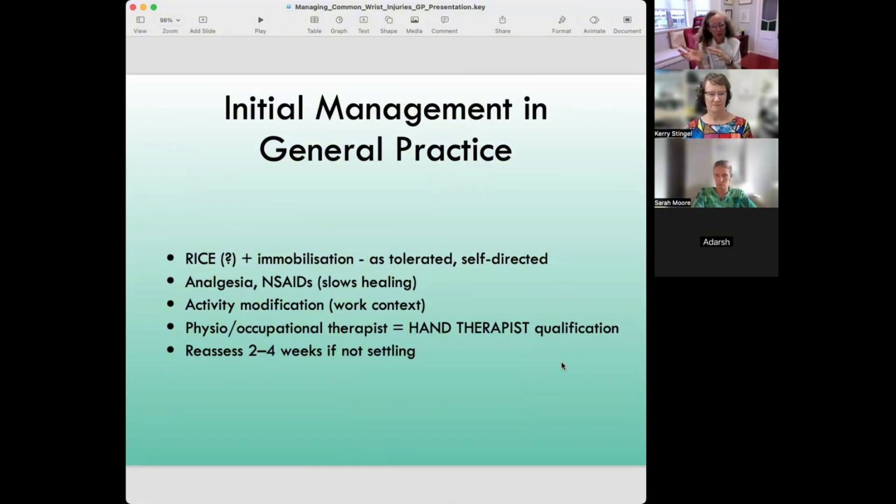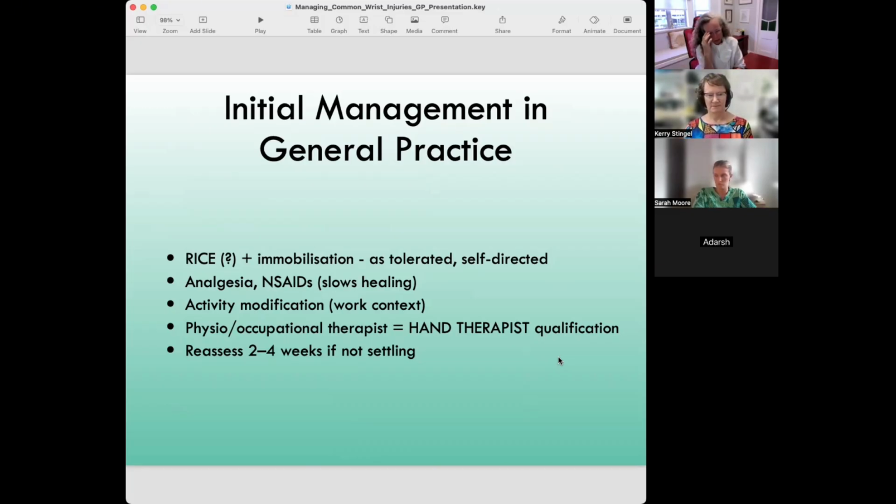Activity modification: obviously I see a lot of work cover patients, so we've got to put that in the work context. A little plug: hand therapists are different to your standard physiotherapists. A lot of physiotherapists find it very challenging dealing with hand conditions, and so I want the GPs to be confident in referring to a hand therapist. If they feel like the physiotherapist has done their shoulder and now their elbow and now they're up to their wrist, sometimes the physiotherapists just want to tell us that it's a bit much for them. I like early reassessment.